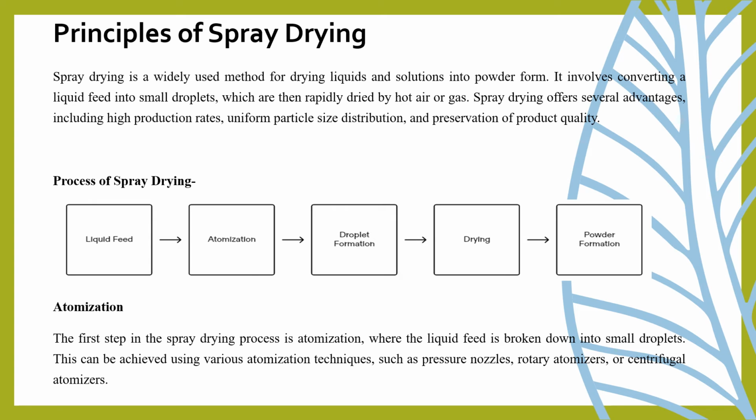Atomization is the first step in the spray drying process, where the feed is broken down into small droplets, which can be achieved using various atomization techniques such as pressure nozzles, rotary atomizers, or centrifugal atomizers.